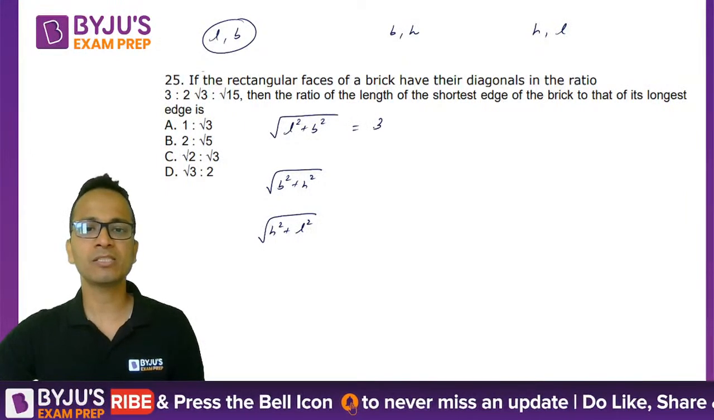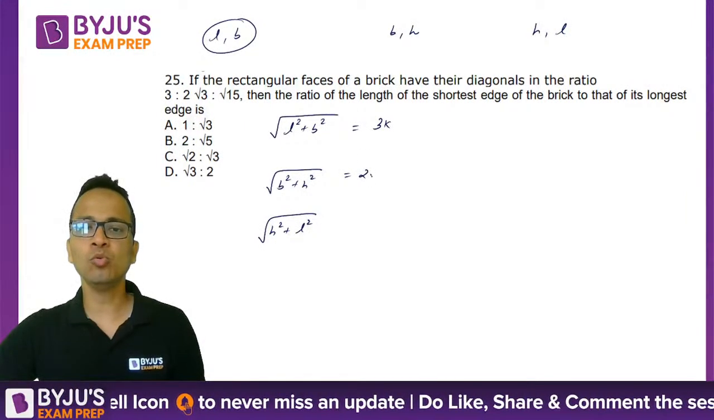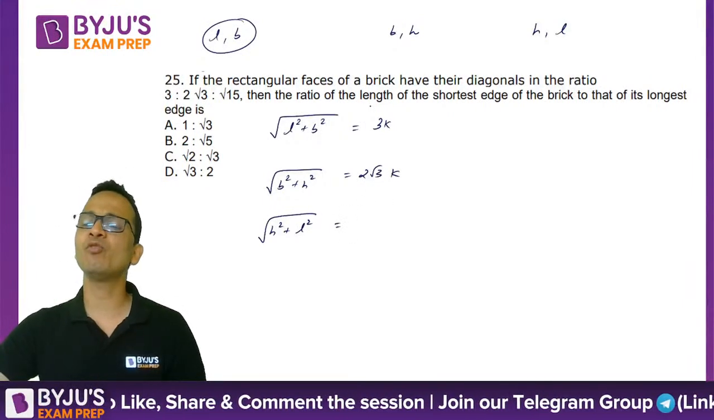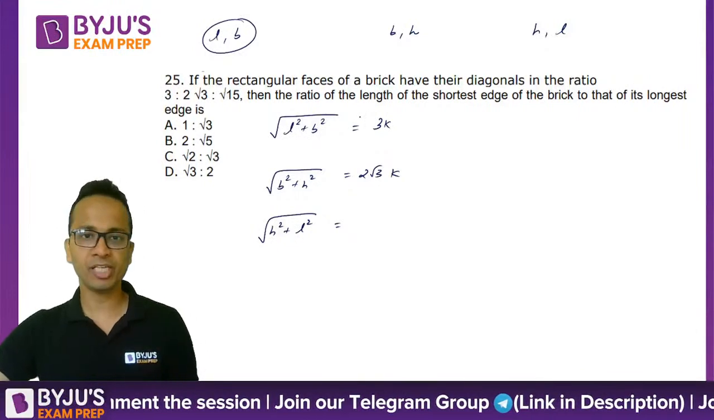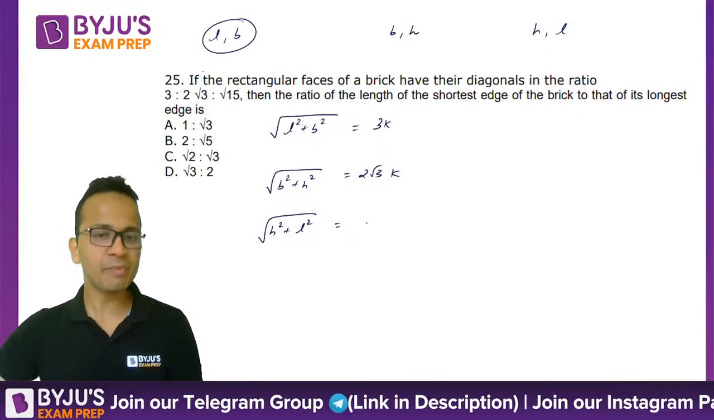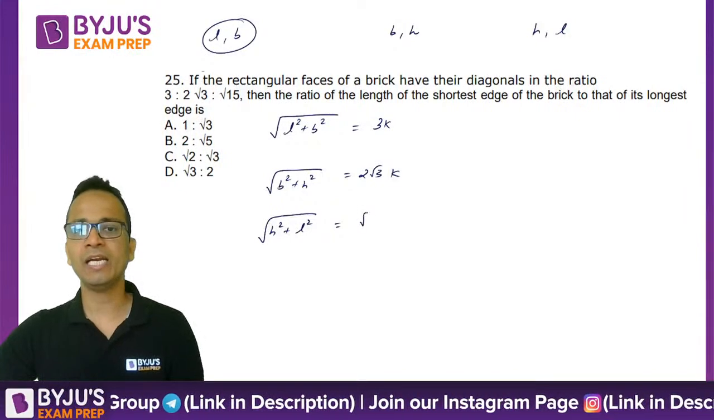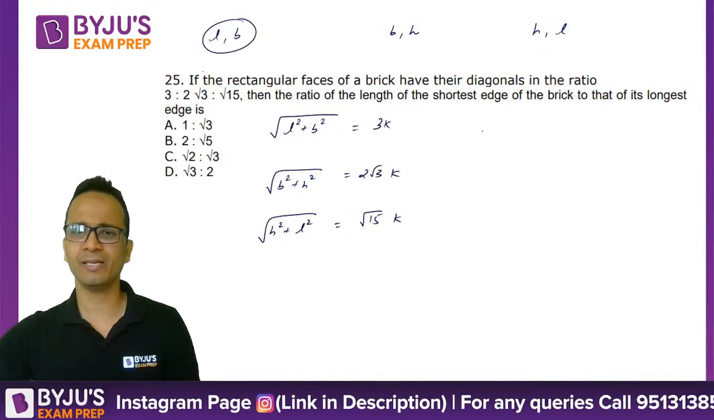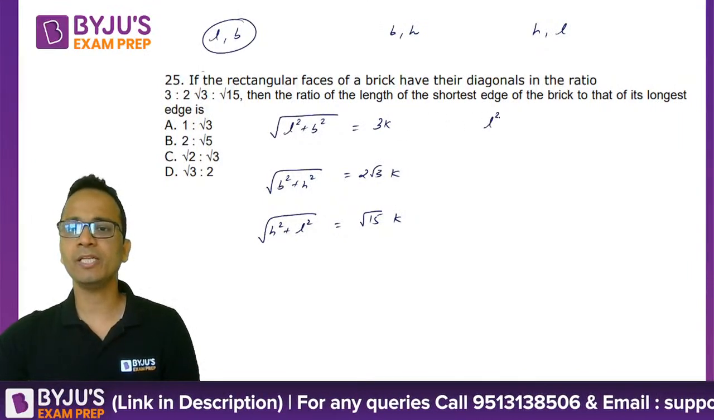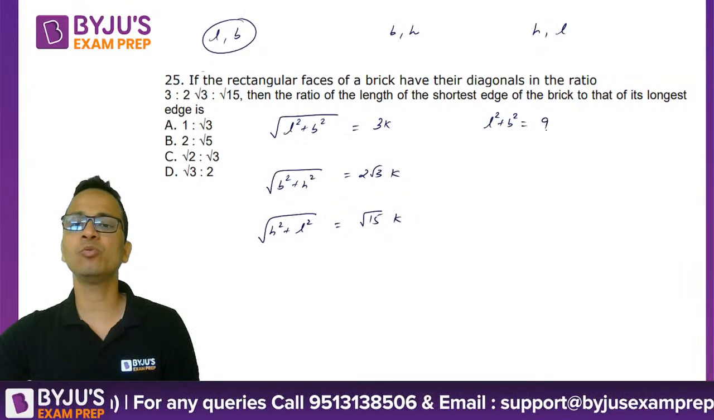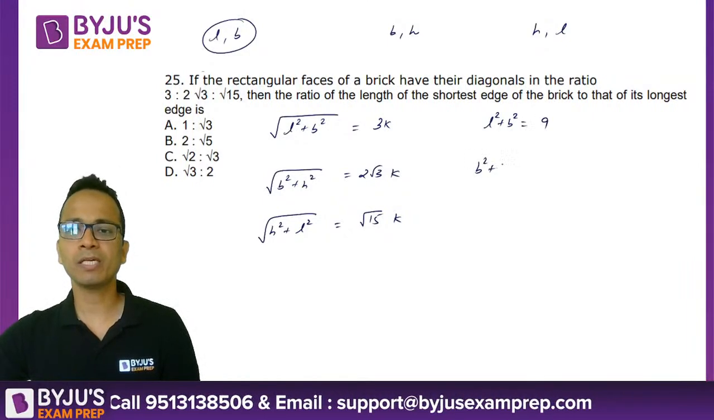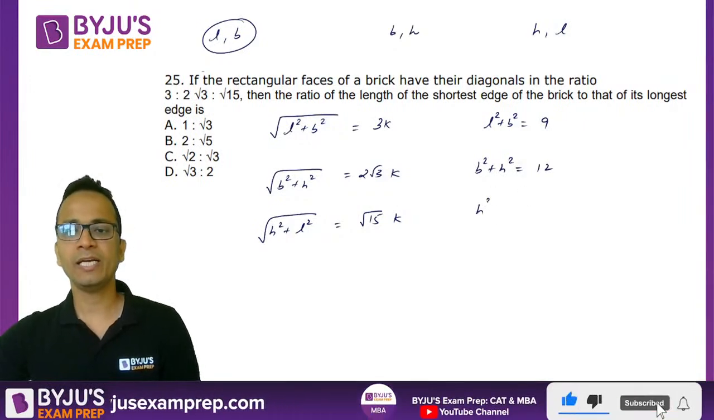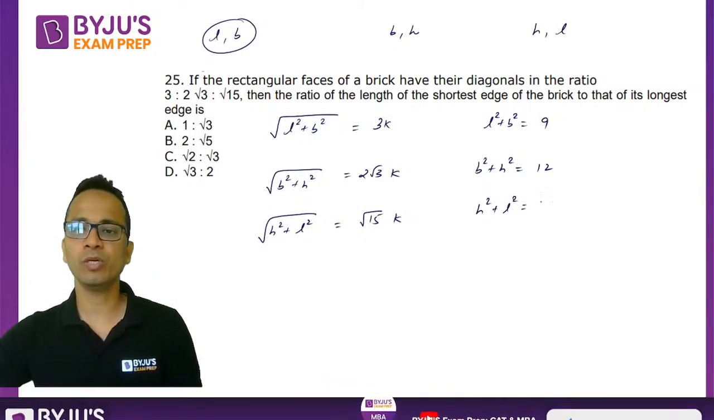So I'll assume them as 3k, 2 root 3k, and it will be under root 15k. अगर k नहीं भी लिखोगे चलेगा, because ultimately we have to find the ratio. लास्ट में हमें रेशियो ही निकालना है, तो k को अगर मैं एलिमिनेट भी कर देता हूं तो कोई फर्क नहीं पड़ेगा. So मैं k को एलिमिनेट कर देता हूं, बार बार k नहीं लिखते. Now first equation को square करेंगे. l square plus b square is equal to 9. b square plus h square will be equal to 4 into 3, 12, and h square plus l square will be equal to 15.